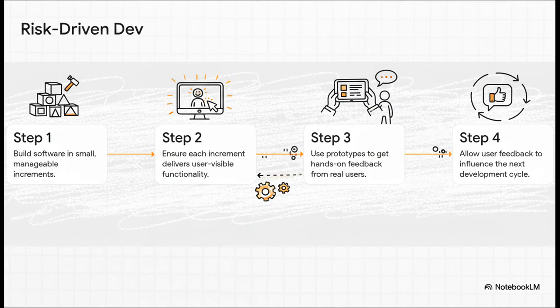So the fix is to do the complete opposite, get rid of the darkness. Instead of one giant delivery at the end, you build in small, iterative cycles. And each one of those cycles delivers something the user can actually see and touch and play with. This creates a constant feedback loop, which is the single best way to make sure you're building what people actually need, not just what you think they need.